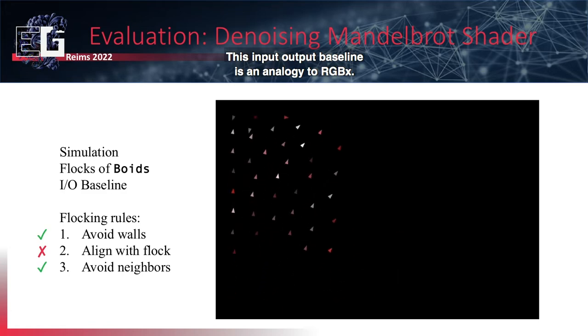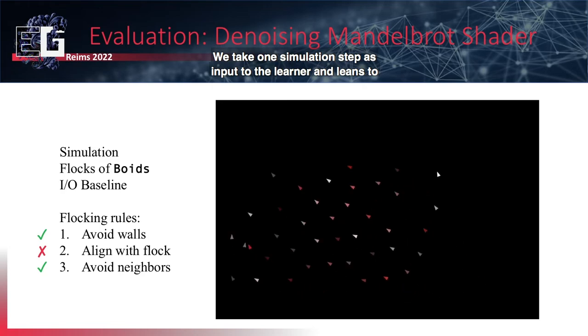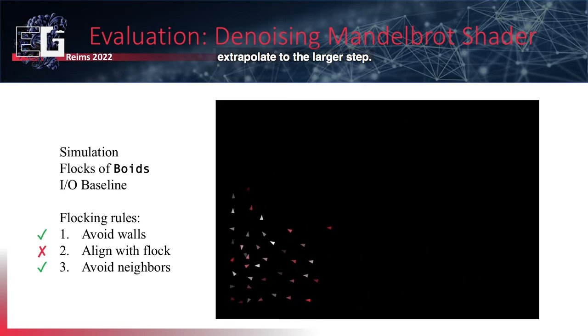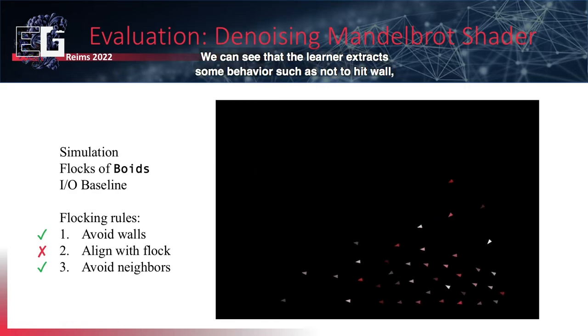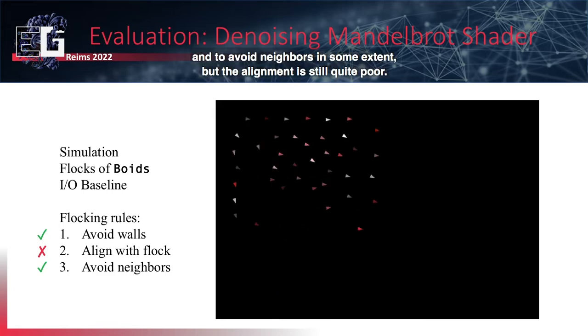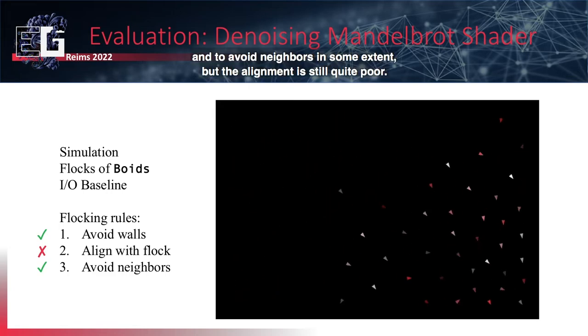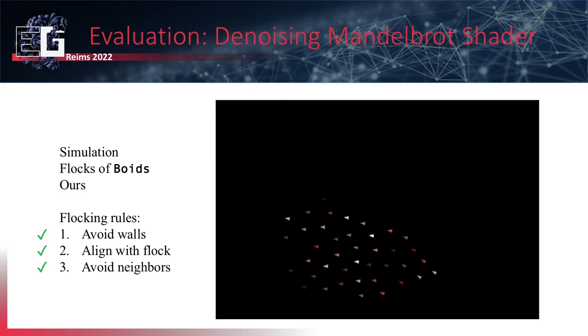This input-output baseline is an analogy to RGBX. We take one simulation step as input to the learner and it learns to extrapolate to the larger step. We can see that the learner extracts some behavior, such as not to hit walls and to avoid neighbors to some extent, but the alignment is still quite poor.